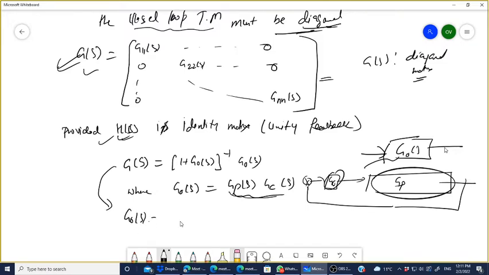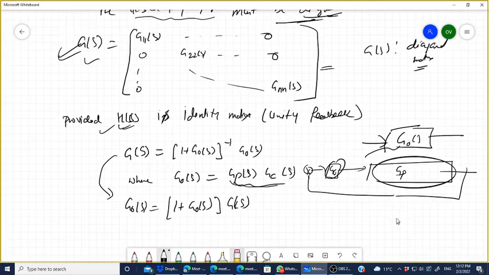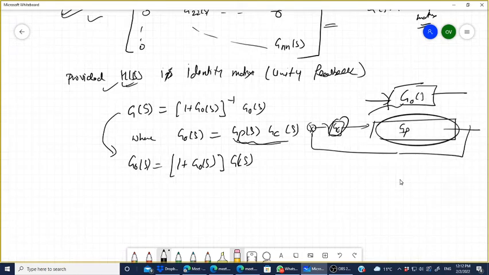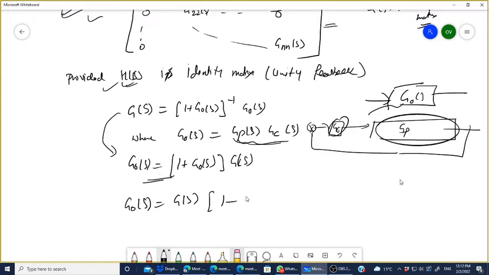So now we can write this equation as G naught S equals 1 plus G naught S into GS into GS. Yes or no? So when you solve this equation, you can calculate the value of G naught S from this equation. You can write it as GS into 1 minus GS inverse.